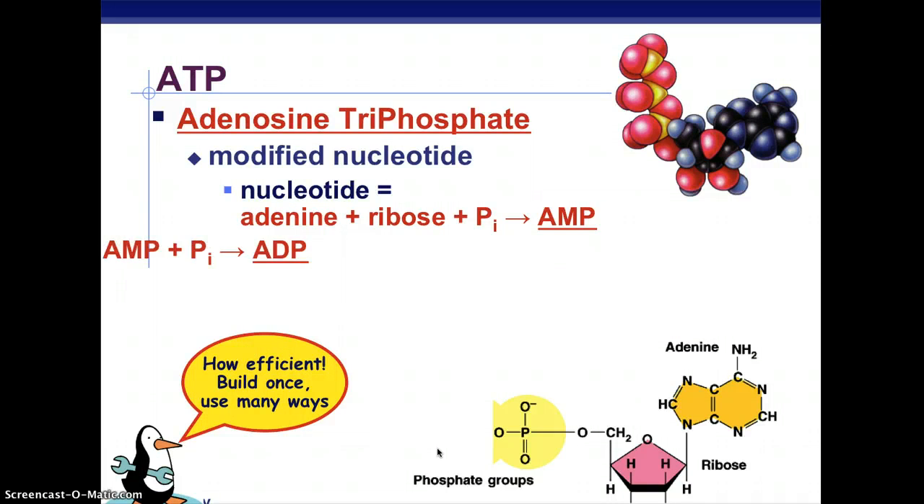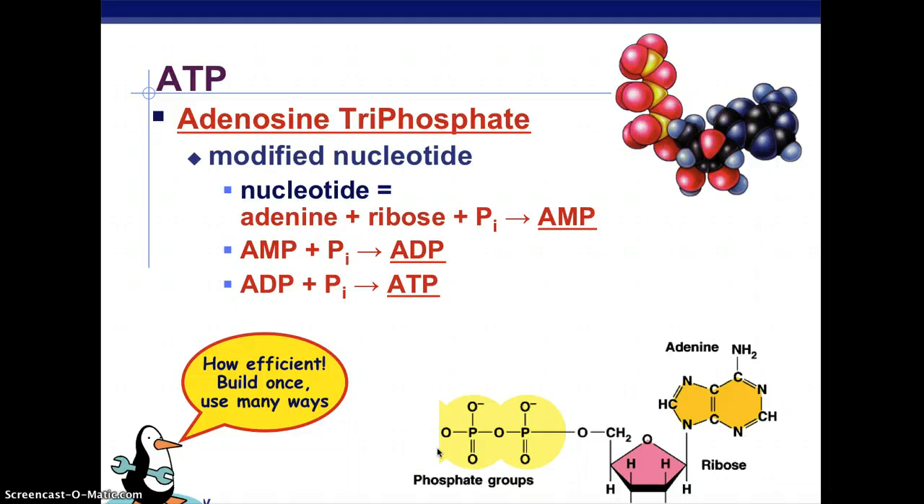We can add another phosphate to it and it becomes ADP, adenosine diphosphate. And then to get to triphosphate, we add that 3rd phosphate group and we get ATP, adenosine triphosphate. And with each phosphate that we add, we're storing more energy in the molecule because if we remember, phosphate has a negative charge.